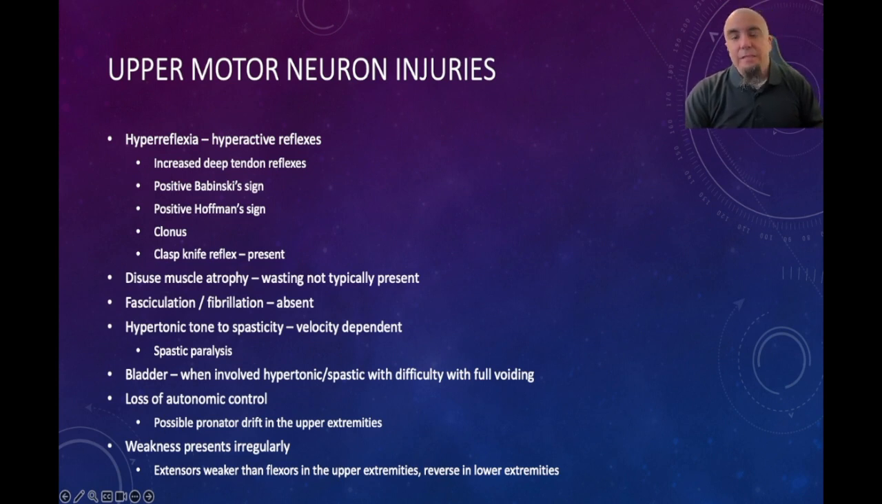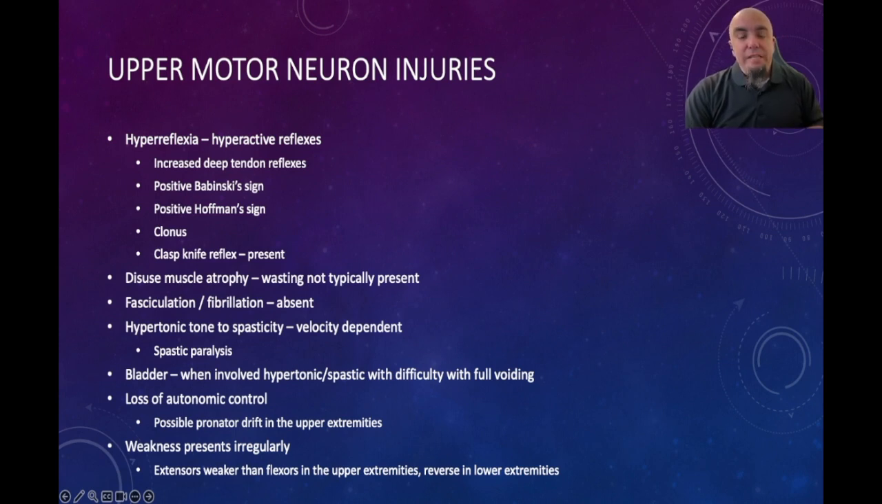And the interesting thing about this is it is velocity dependent, meaning the faster you try to move that limb or the faster you try to stretch that limb, the more the spasticity is going to kick in. So you have to be very slow and low in any movements you do with that. If the bladder is involved, it's often going to be hypertonic, sometimes spastic. They'll often be able to void, but they'll have difficulty voiding fully. So it'll lead to feelings of uncomfortableness and just doesn't feel like they're completely emptying their bladder. They'll have loss of autonomic control oftentimes, especially dealing with upper cervical or upper thoracic injuries, and they may present with possible pronator drift in the upper extremities.